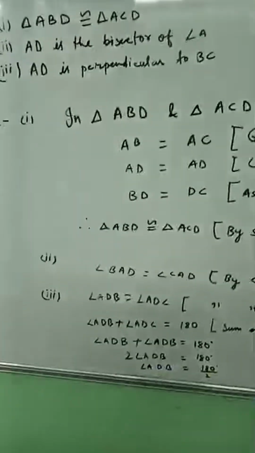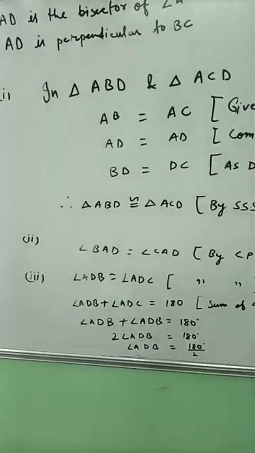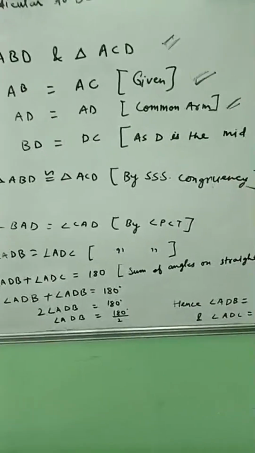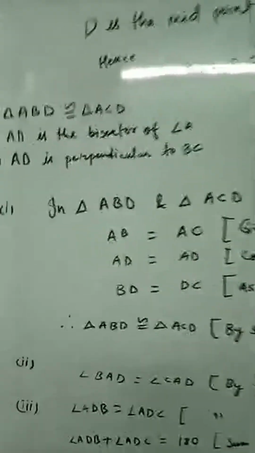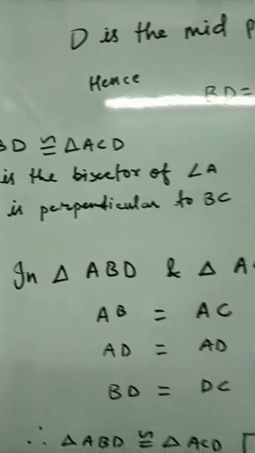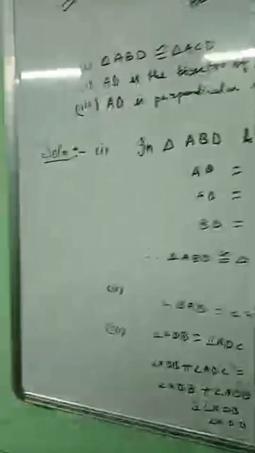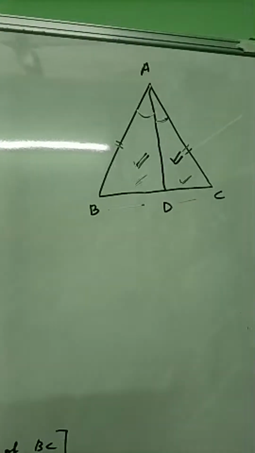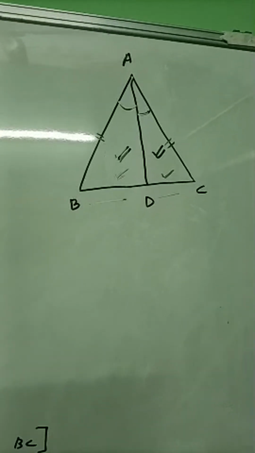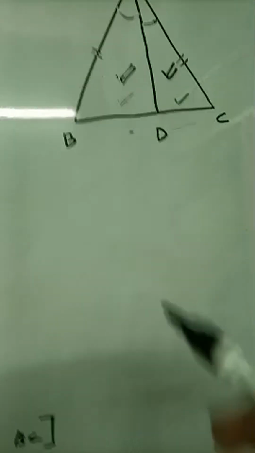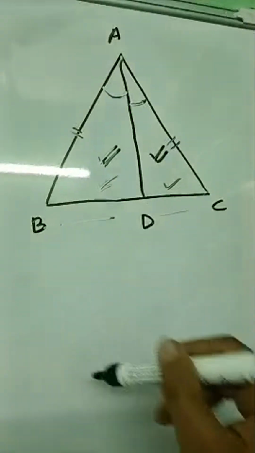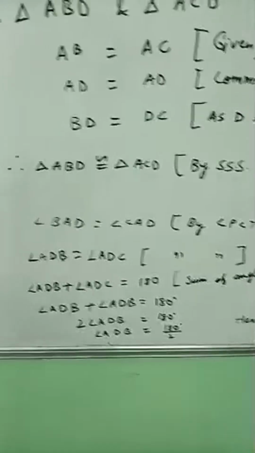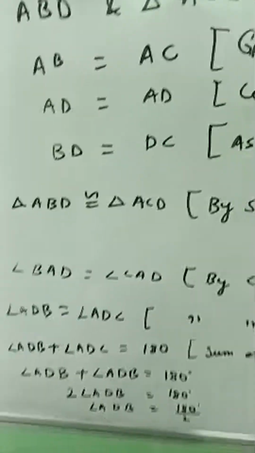And next one is the third one. Third one is angle ADB equal to angle ADC. Next thing, you have to prove AD is perpendicular to BC. So for that, as both the triangles are congruent, angle ADB is equal to angle ADC, because by CPCT we can write that, as we have written over there.